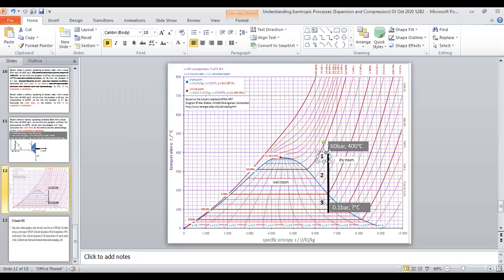Naturally it comes here. Your temperature is 400, 60 bar here. So it is quite close. Like this, okay? And if you really have the exact values, you can get the values.